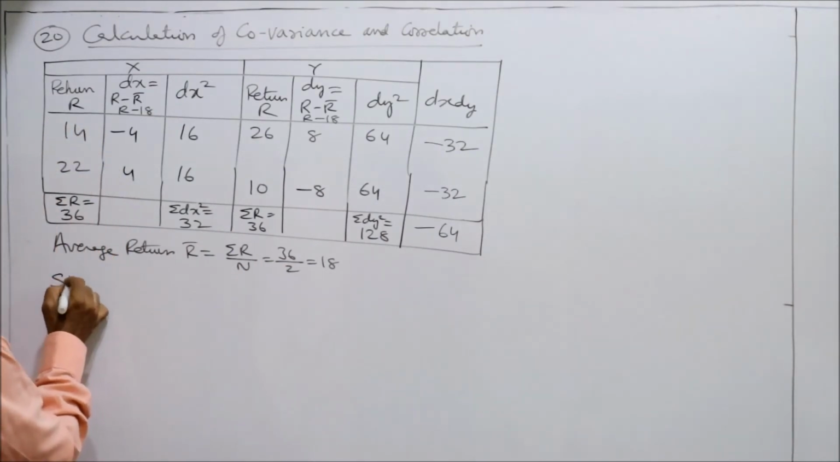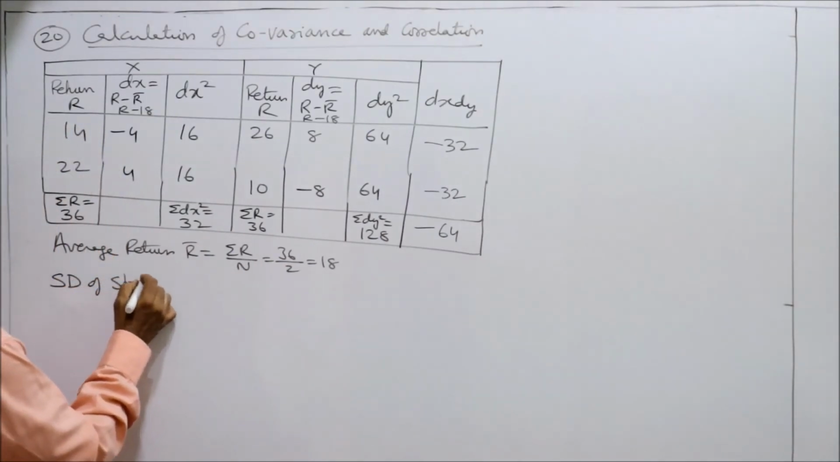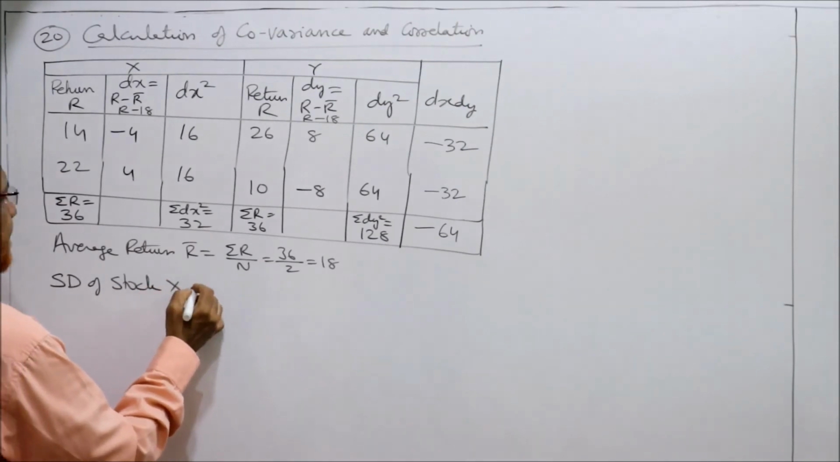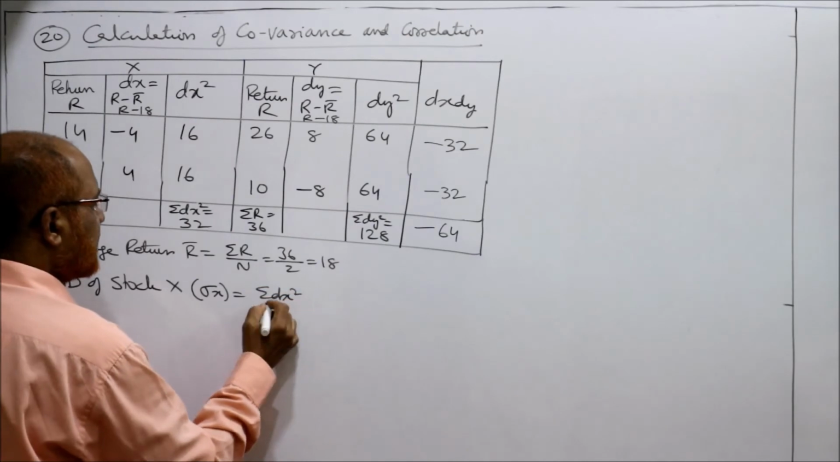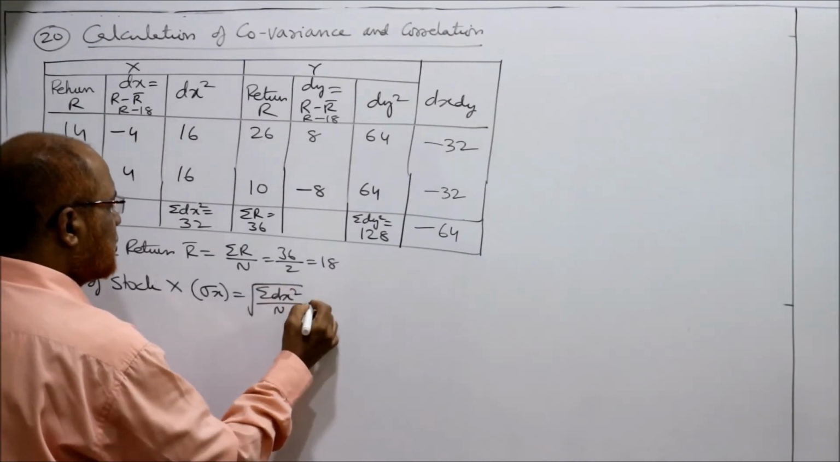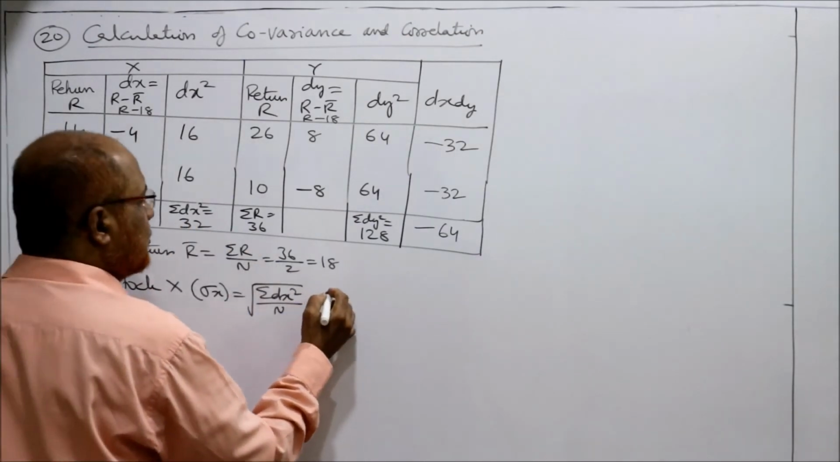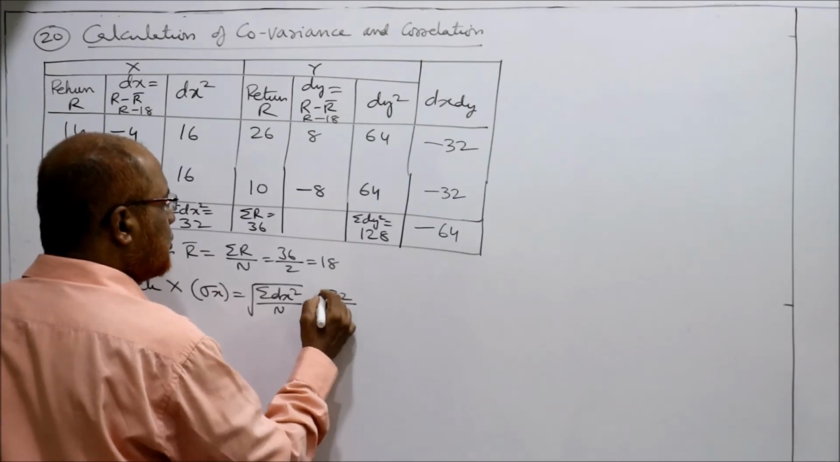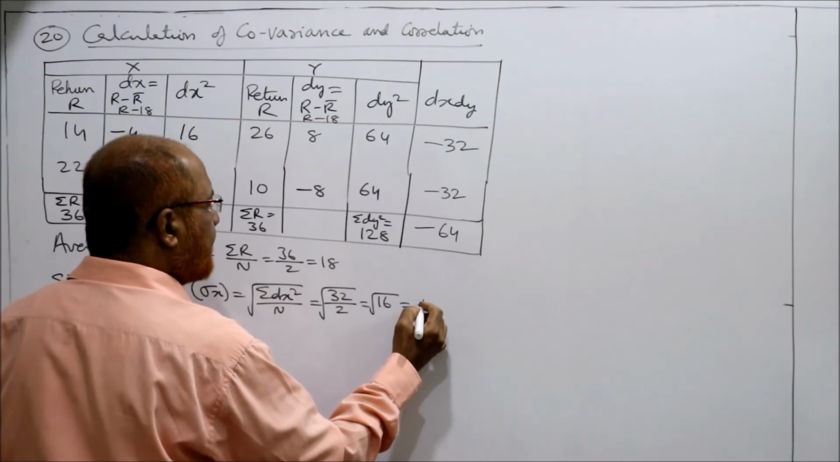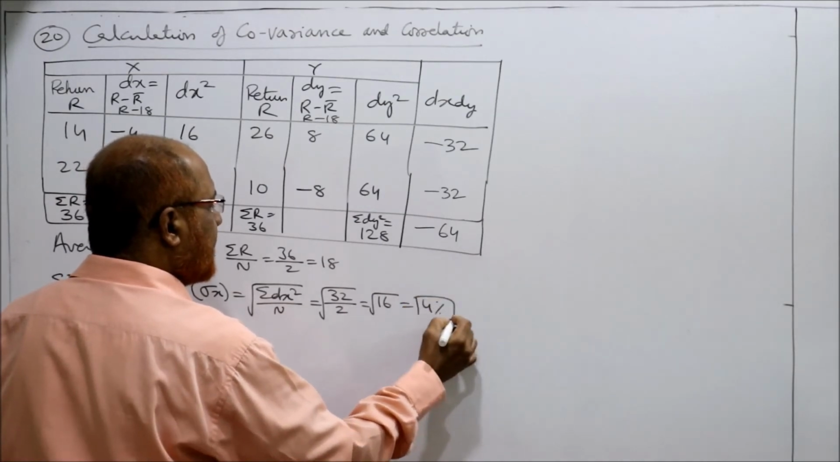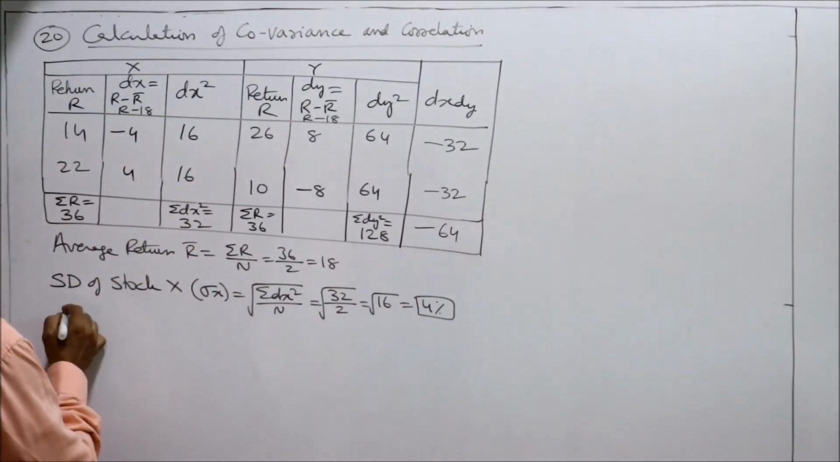Now we will calculate the standard deviation of stock X. Sigma x is equal to the square root of summation dx square by n. How much is dx square? 32. 32 divided by 2, under root, that is equal to the square root of 16, which is 4. 4 is the standard deviation of stock X.